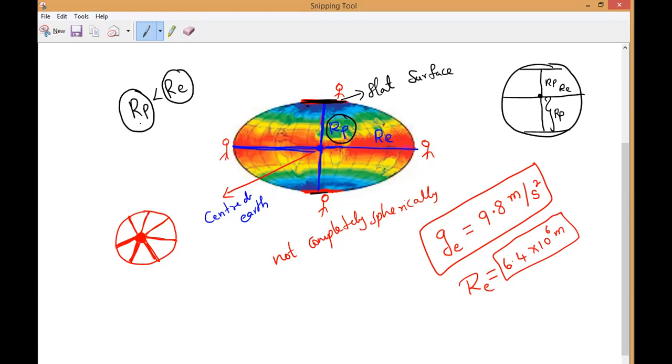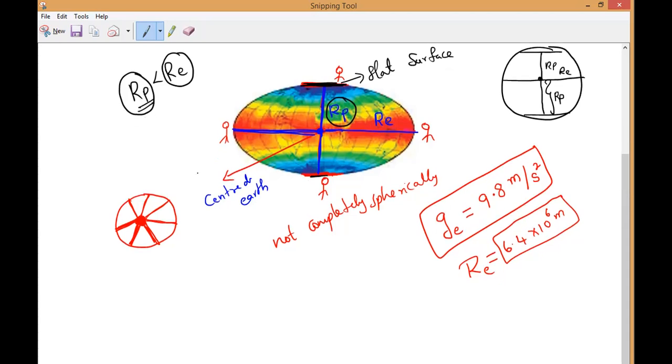Now, if RP is minimum, is gravity maximum or minimum, Mitakshri? Check everything. Minimum or maximum. Now, what is the formula? Tell me the formula. Everybody tell me the formula. G is equals to, at least tell me the formula, guys. What is G equals to? Open your mouth. Capital G. G equals capital G into capital M divided by R square.